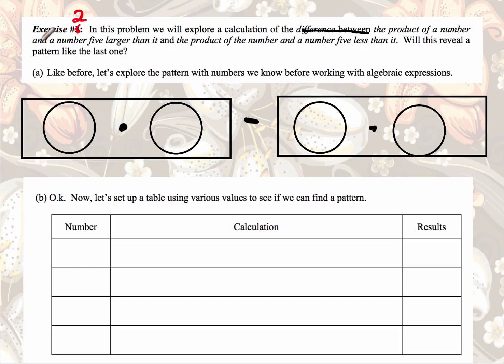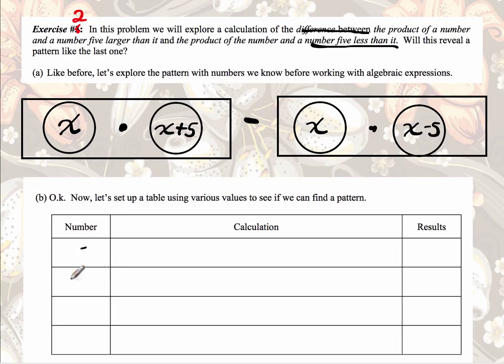So the product of a number, we don't know what the number is, so we're going to put x there, and a number 5 larger than it, so this is x plus 5. And in this other one, the product of the number and a number 5 less than it. So that's going to be x minus 5. Okay, so let's start this once again.